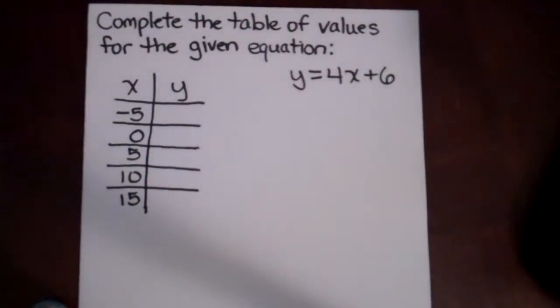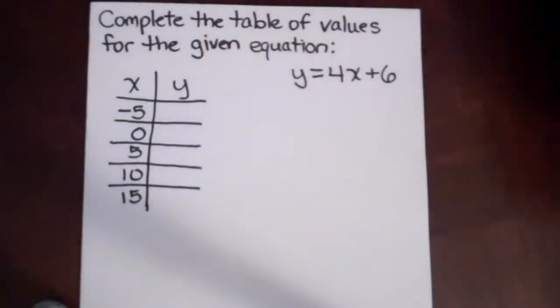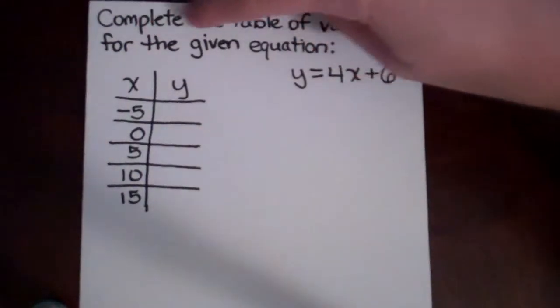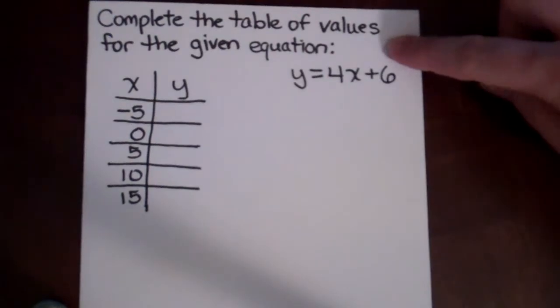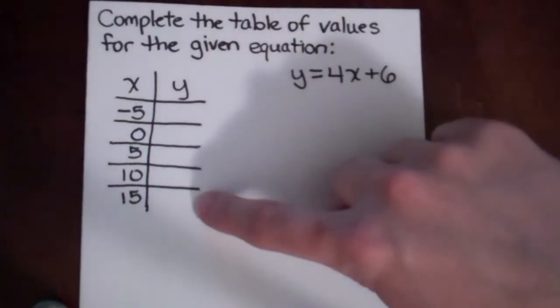Okay, so we're going to learn how to complete a table of values using our calculator. So get yours out because you're going to need it. Okay, so here's the problem. Complete the table of values for the given equation, y equals 4x plus 6. And here's the table we're going to fill in.